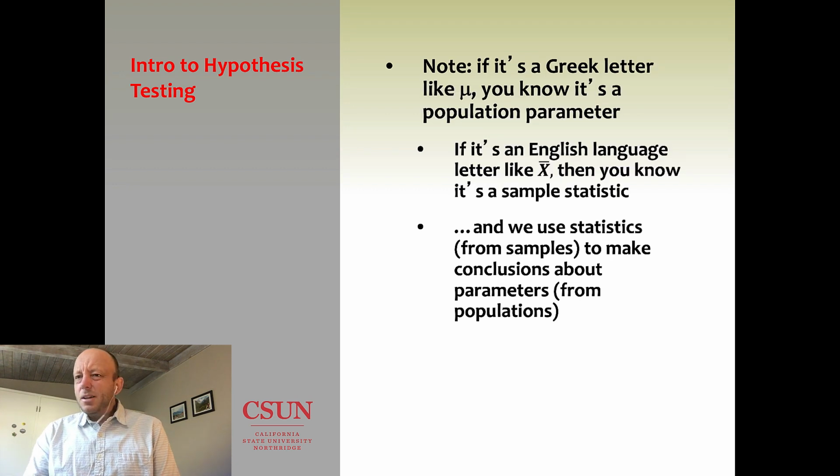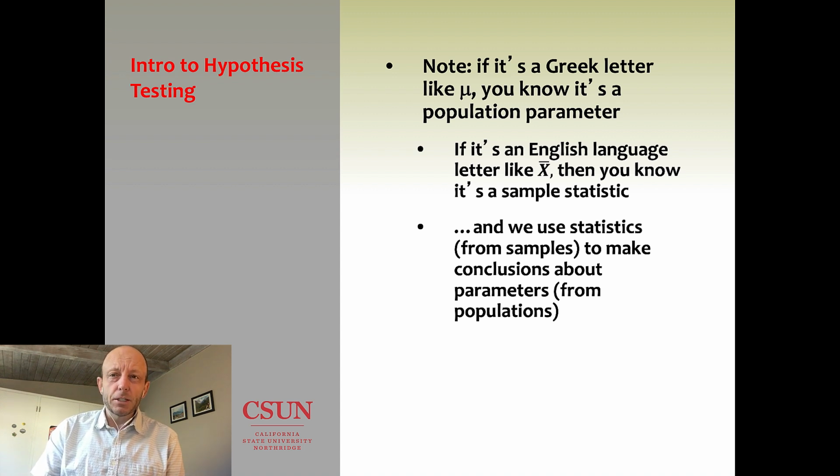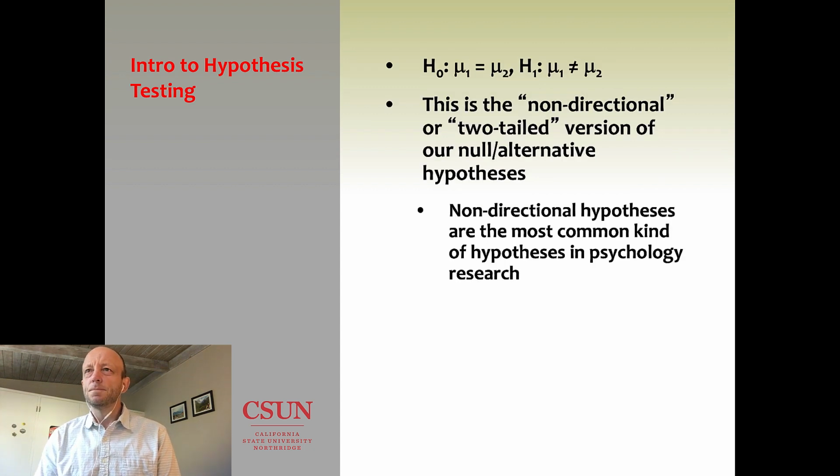And just a note about this notation stuff, like there's an X bar or a capital M that you might see in research. That's a sample mean. So if it's an English language letter, you know it's a sample statistic. If it's a Greek letter like mu, or you might see sigma for standard deviation, if it's Greek, it comes from a population. I don't know who came up with this rule, but anyway, that's a rule of thumb to help you navigate some of the textbook terminology. Okay, so we can also talk about directional versus non-directional null and alternative hypotheses.